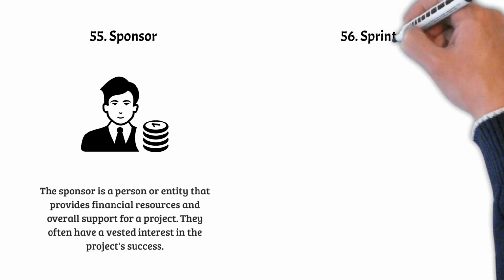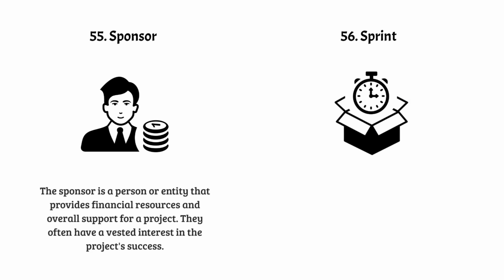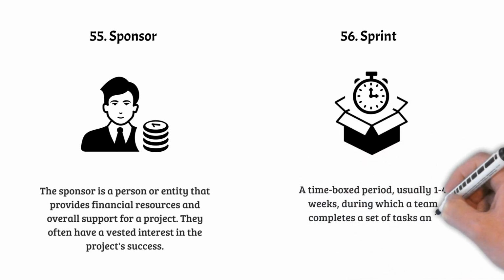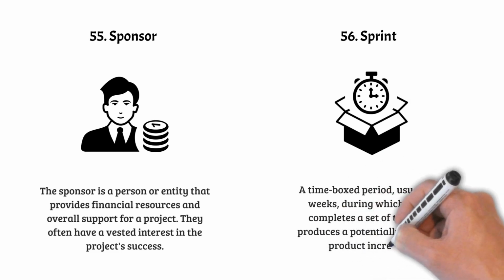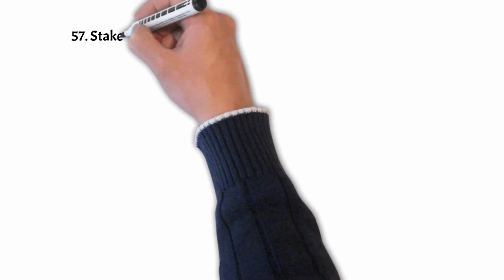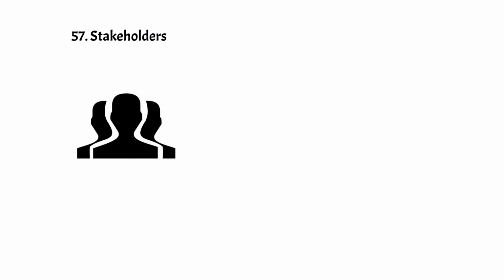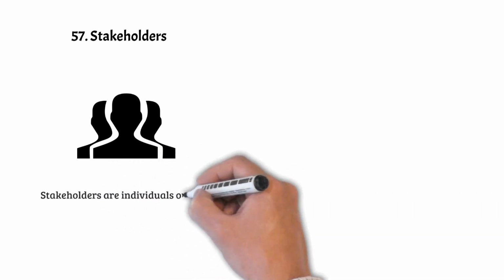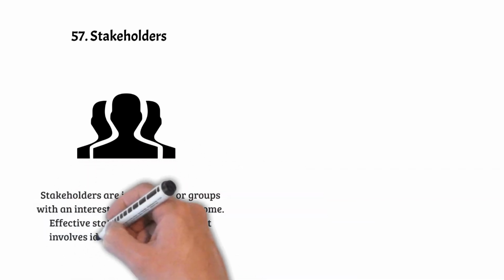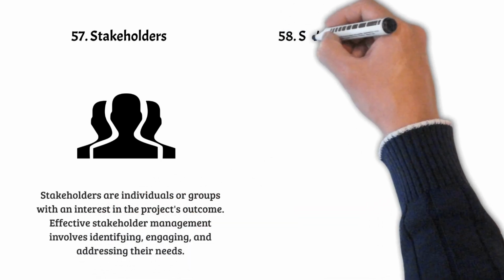56. Sprint. A time-boxed period, usually 4 weeks, during which a team completes a set of tasks and produces a potentially shippable product increment. 57. Stakeholders. Stakeholders are individuals or groups with an interest in the project's outcome. Effective stakeholder management involves identifying, engaging, and addressing their needs.